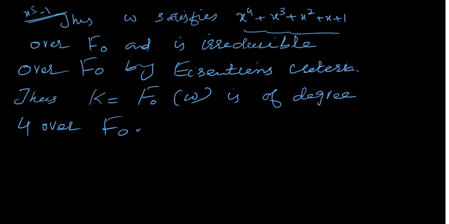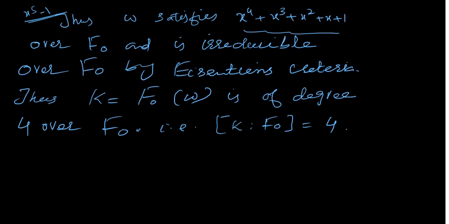The minimal irreducible polynomial satisfied by omega is this one, x4 plus x cube plus x square plus x plus 1. Its degree is 4, so that's why the degree, that is the dimension of K over the field F naught, is equal to 4. This thing is 4. And what are the elements of F naught omega? That's also important. And how can we find the automorphisms of K which fix the rational numbers?